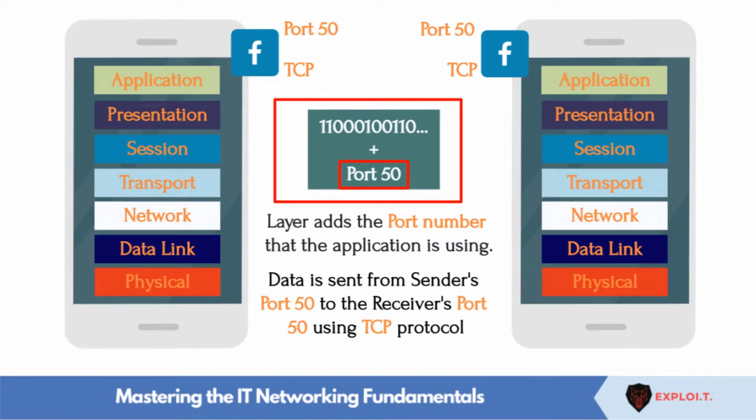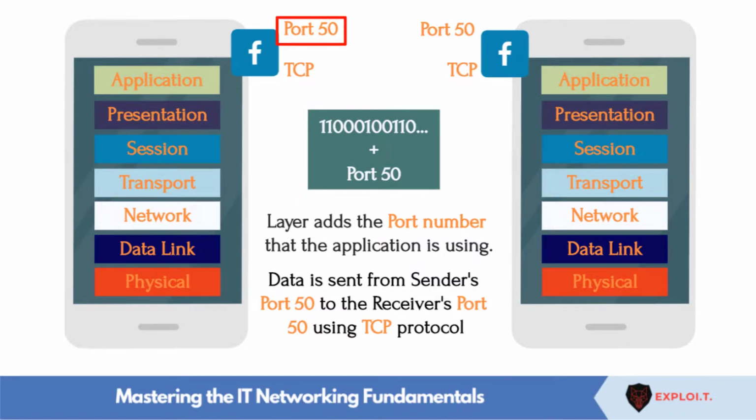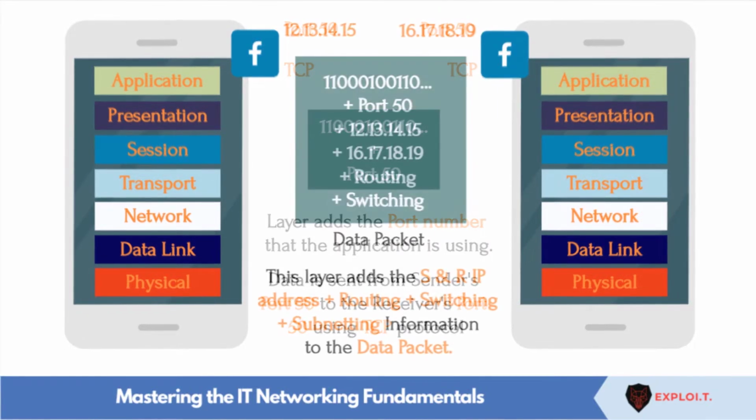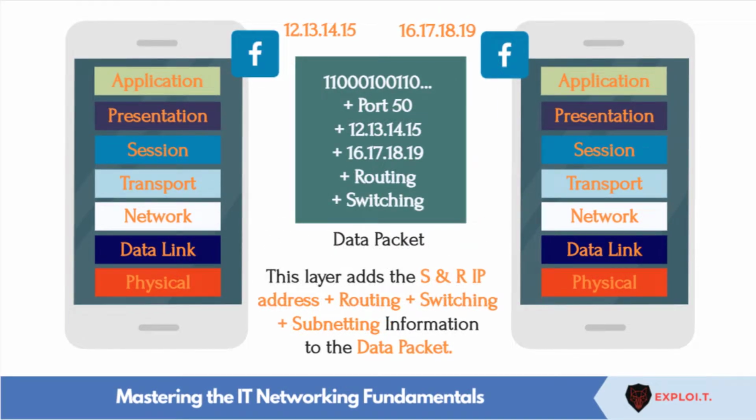So the data is sent from the sender's port 50. In other words, it will be seen as the sender's port 50 sending a message to the receiver's port 50, and port 50 is being occupied by Facebook in our example. So the main thing is this transport layer adds the port numbers across which the applications are running. From there, the data packet or the message goes to the network layer.